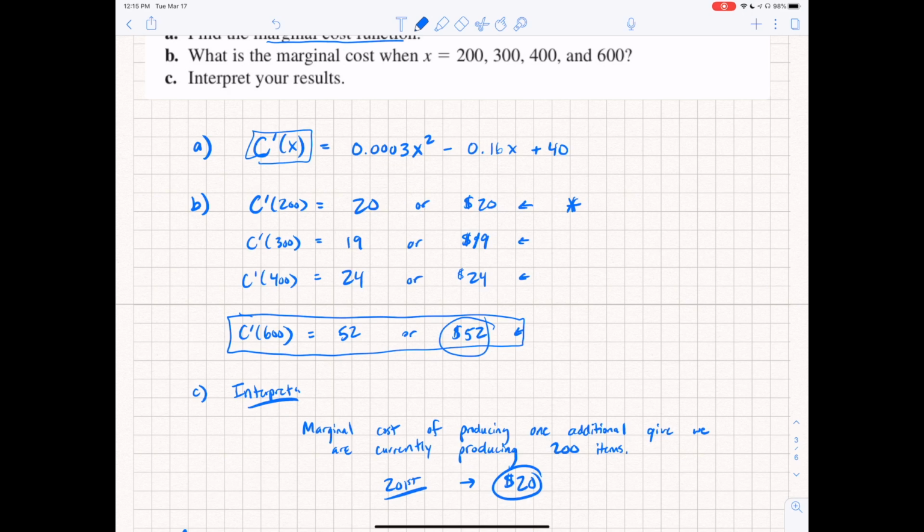And so this could help you determine what your base production level should be. It almost seems like 300 is getting closer to the optimal since the cost goes down from 200 to 300, but then jumps back up after 300. And so I would almost want to produce at 300, honestly, and try to find the sweet spot. But that would just be me.